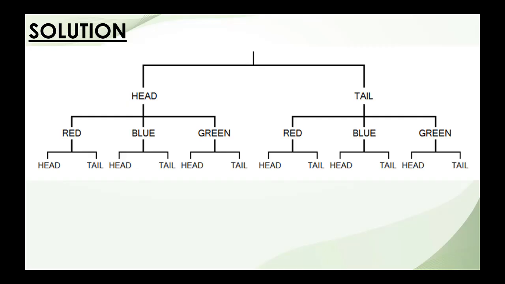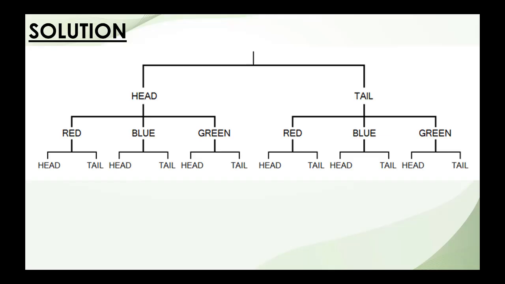Then, to figure out your sample space, you're trying to get from the top to the bottom in all different possible ways. So it could be head, then red, then head; head, then red, then tails; head, then blue, then head; head, then blue, then tails; head, then green, then head; head, then green, then tails. And those are all the different ways that the initial coin flip could have come out heads.